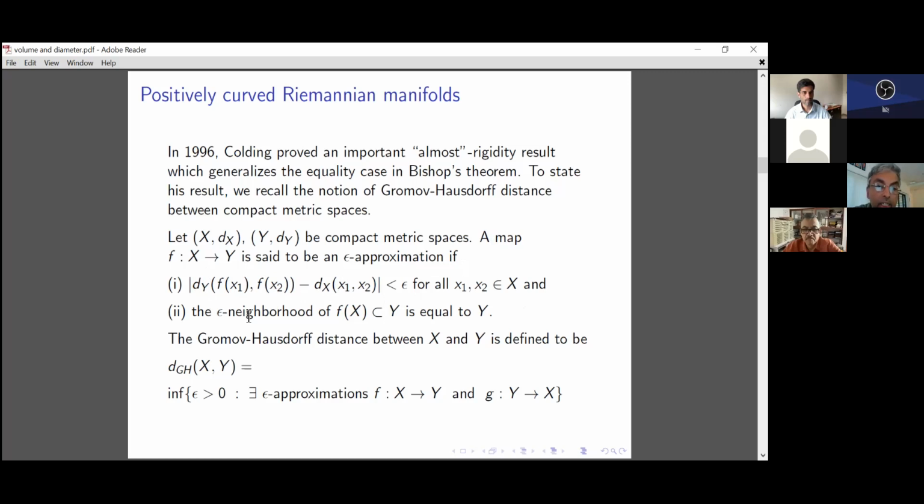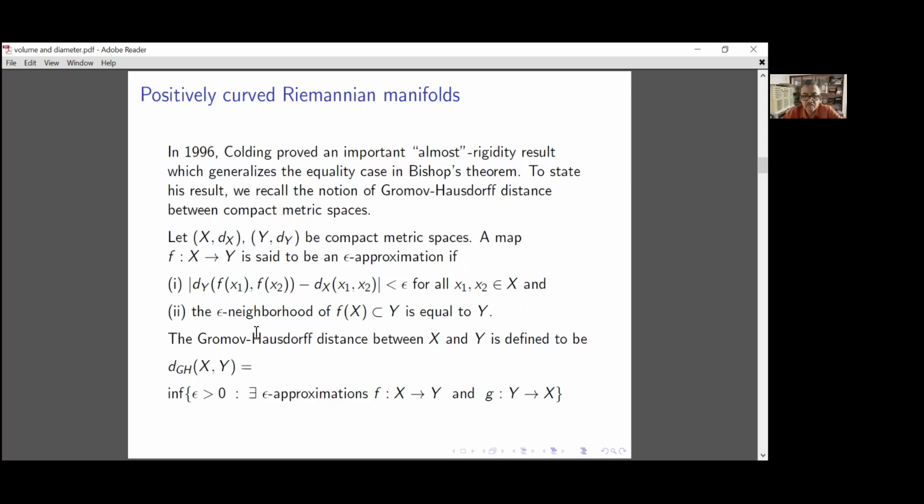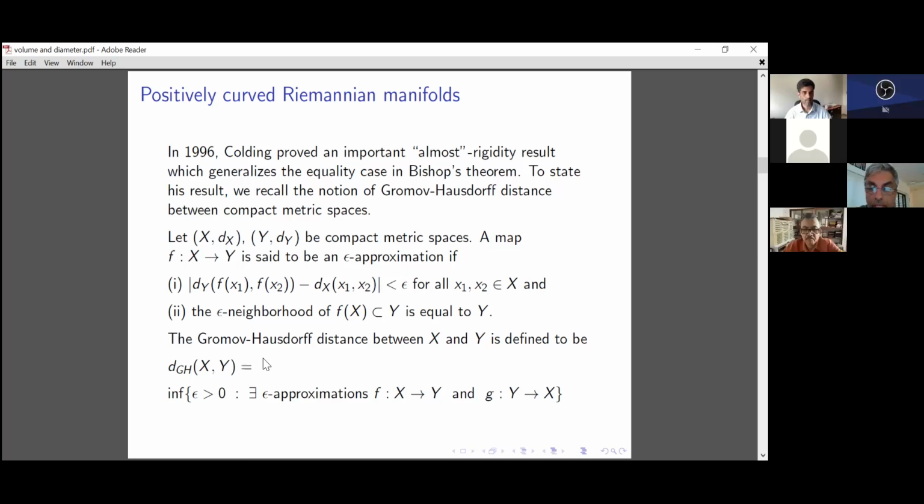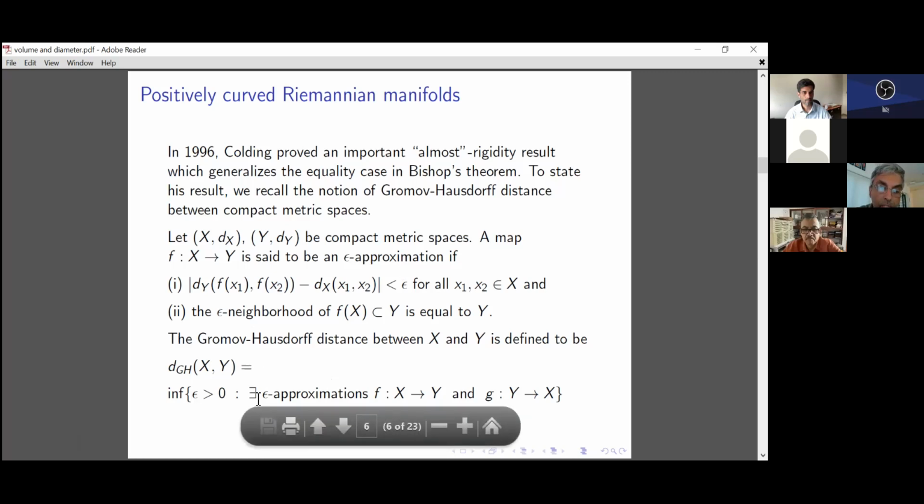And the second condition says that the map should be almost surjective. The metric epsilon version is that if you look at the image of x in y and take the epsilon neighborhood of that, that should equal y. With this notion of an epsilon approximation, one defines the Gromov-Hausdorff distance to be the infimum of all epsilons such that there are epsilon approximations from x to y and y to x.